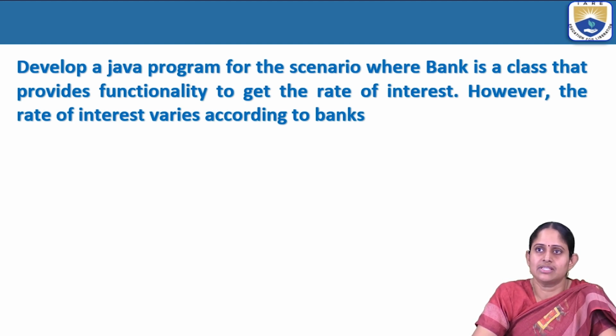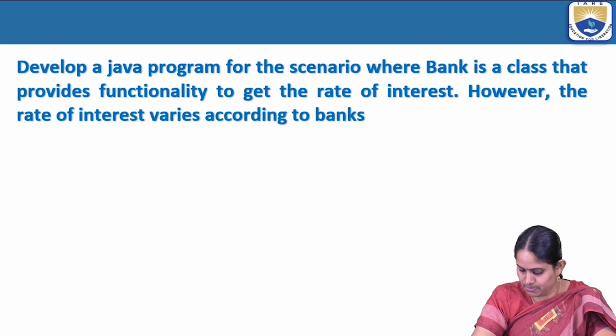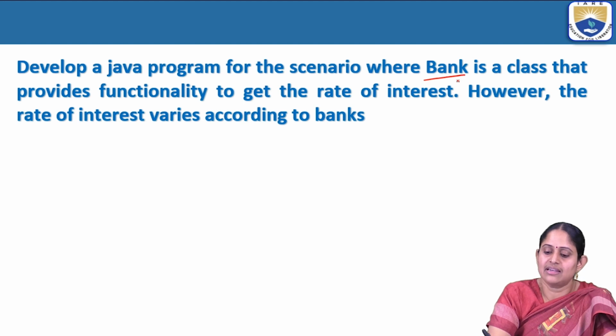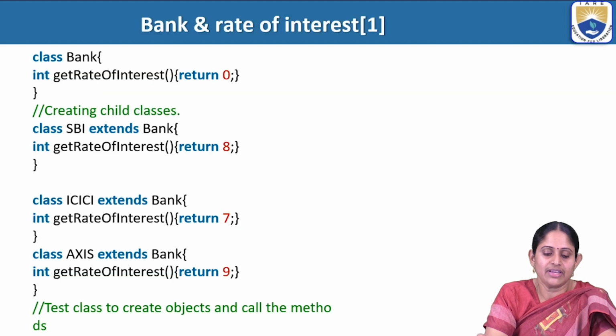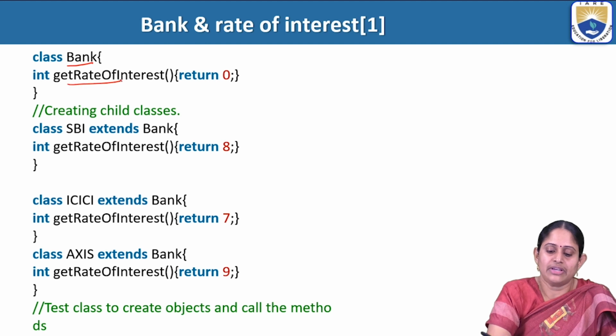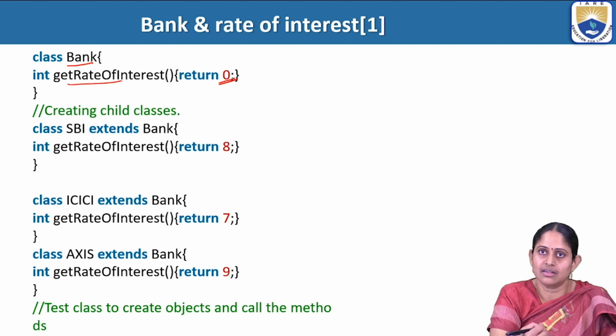Develop a Java program for the scenario where bank is a class that provides functionality to get the rate of interest. However, the rate of interest varies according to banks. So here we should have a class named bank, and from bank more than one class is inherited, and they differ in their rate of interest. So let's say we have a bank class, and in that bank there is a method getRateOfInterest. The parent class will return the value 0 if getRateOfInterest is called.